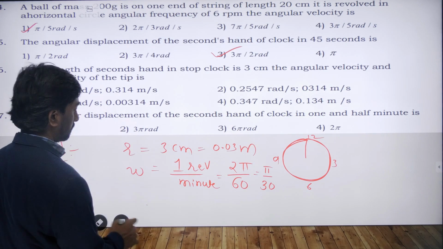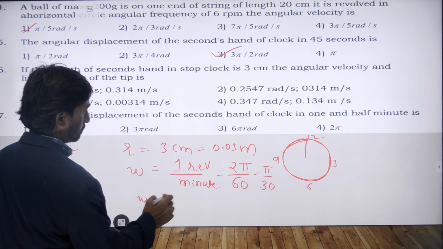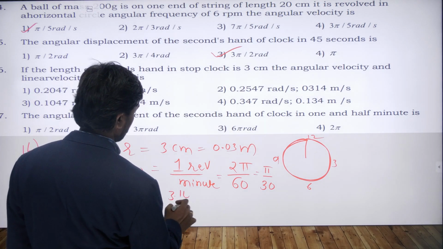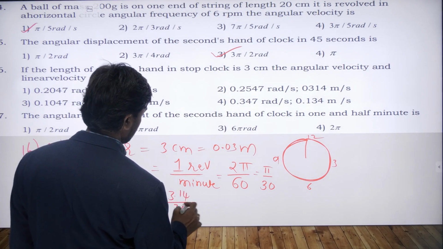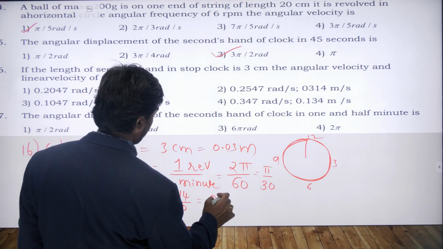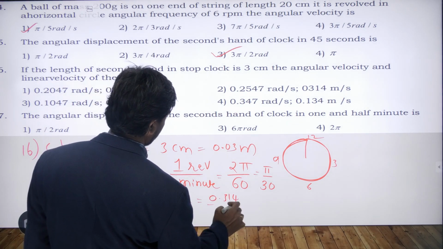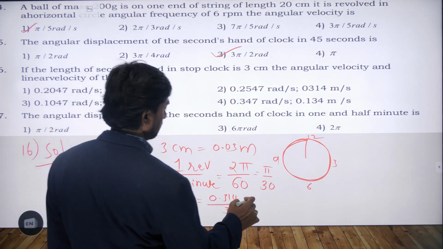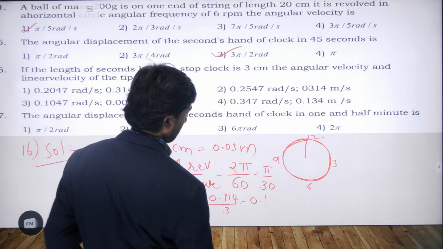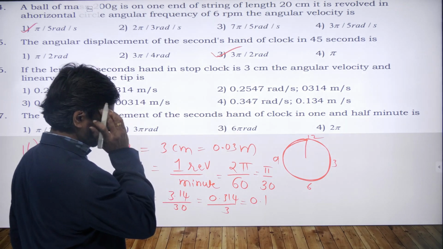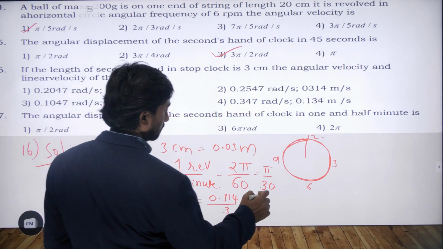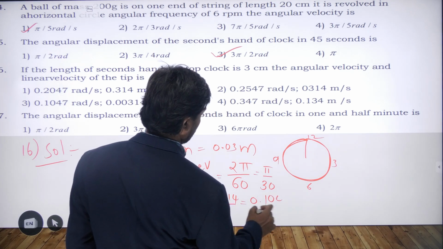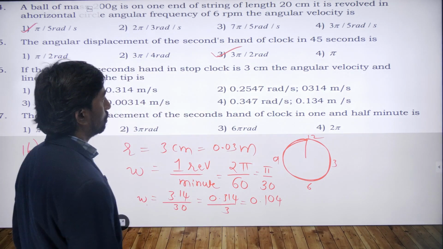So now calculate that value. Omega is equal to the pi value, 3.14, divided by 30. So it can be written as 0.314 divided by 3, which gives about 0.1.